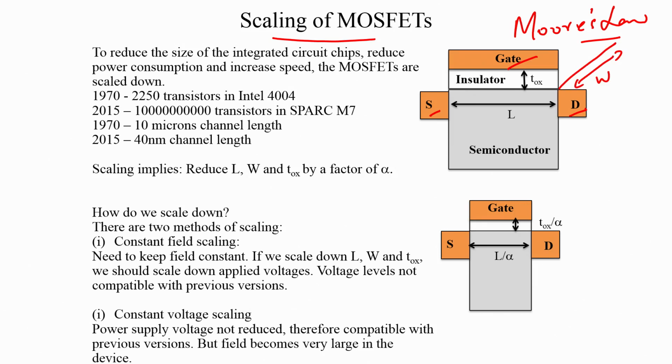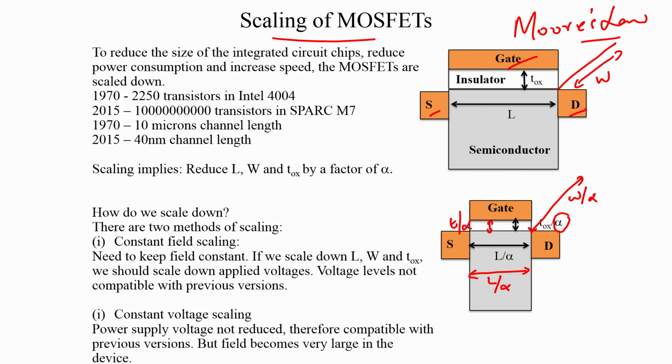So, what do you mean by scaling? Scaling simply means reducing the dimensions. So, when we say we are going to scale the MOSFET down by a factor of alpha, what we mean is we are going to reduce the channel length by a factor of alpha, we are going to reduce the channel width by a factor of alpha, and we are going to reduce the thickness by a factor of alpha. So, that is what scaling implies.